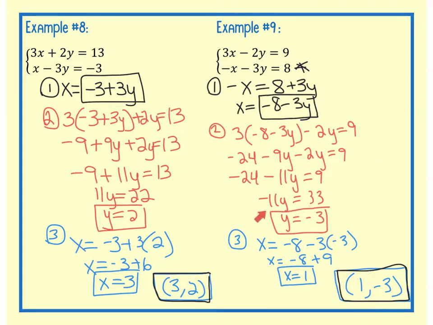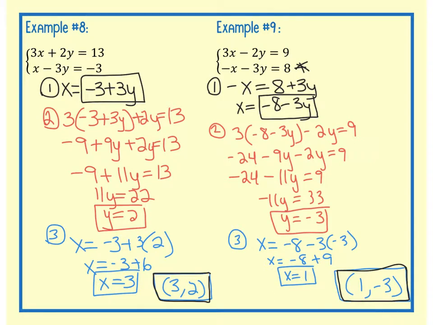The next step is to divide by negative 11 on both sides, and my answer came out to y equals negative 3. Once you solve fully for a variable, you're going to go and plug it back into the original equation. So negative 8 minus 3 times what you just found, and my answer came out to x equals 1. Ordered pair x comma y.